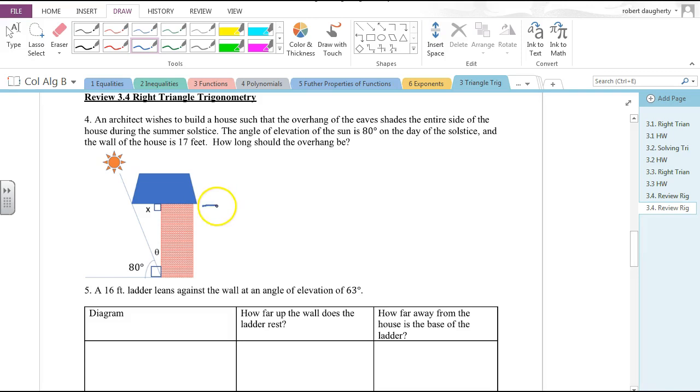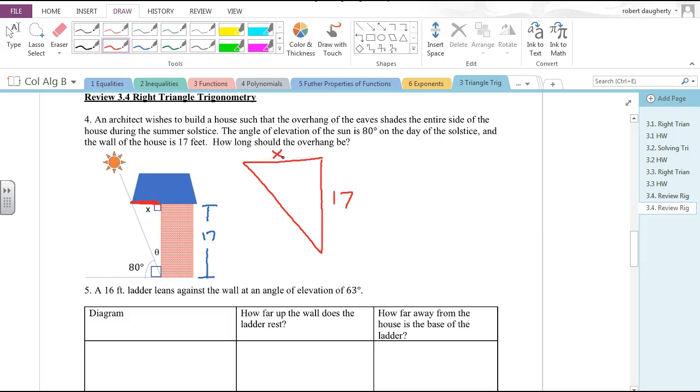So I know that the distance from there to there is 17. That's how tall the house is. And so what I need to solve for is how long that overhang should be. So this is what I'm solving for right here in red, this value of x. So if I were to draw that triangle up here so I can see it, I know this, and I don't know how long that eave should be.